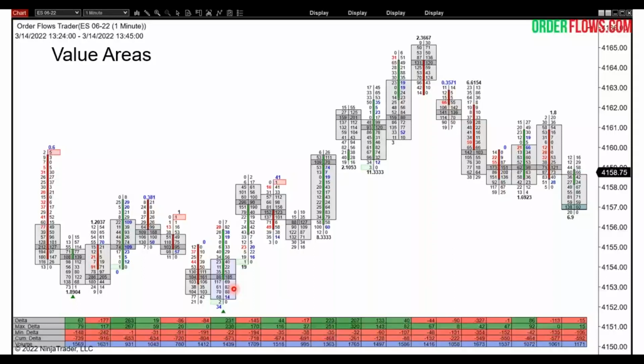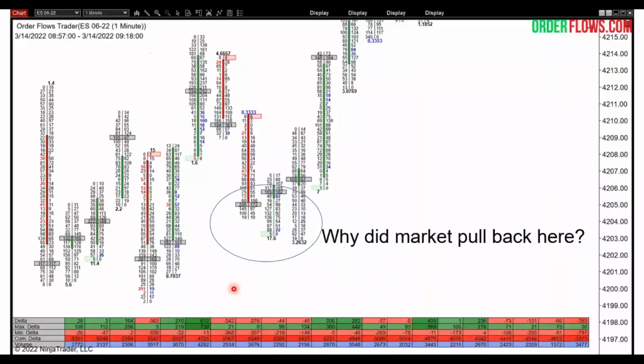And by understanding where value areas are in bars and where they were previously, then you're going to understand why markets pull back to a certain level, right? I mean, a lot of traders, if you're just looking at a bar chart, you're sort of scratching your head. Well, why does this market pull right back to this level? Now, you do have that previous point of control right here, which is also a clue.